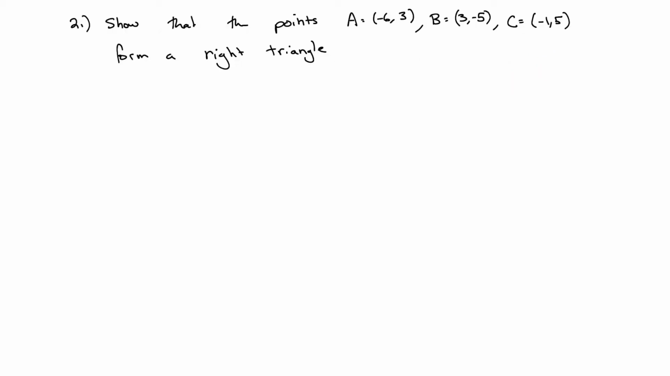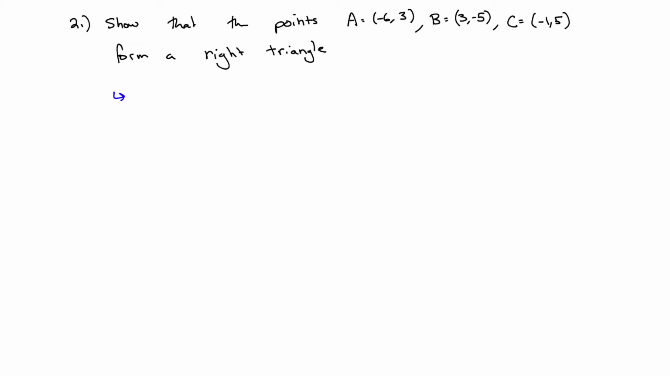So show that the points A (negative 6, 3), B (3, negative 5), and C (negative 1, 5) form a right triangle. Now this one's really tricky when you think about it. And it looks really intimidating because we've never seen anything like this. It must be impossible. Well, no. When you run into a situation that you don't know in mathematics, my biggest suggestion is to say, well, what do you know? Like what topics in this question do we know about? And so the thing is, what do we know about right triangles?